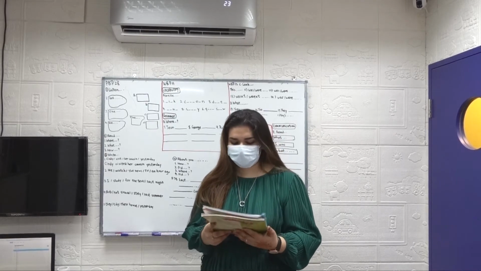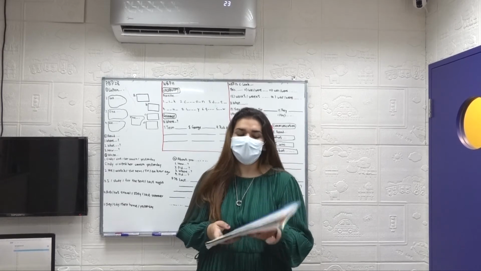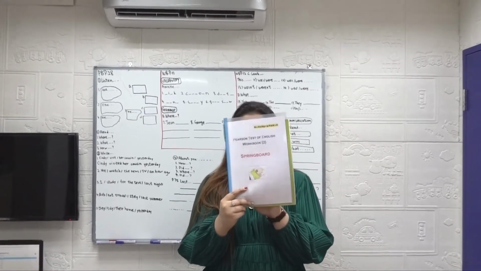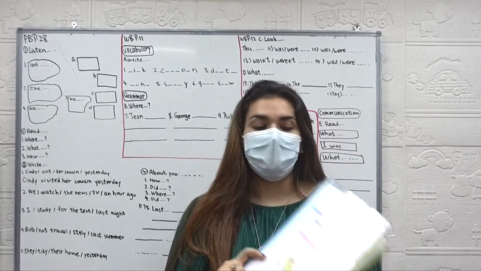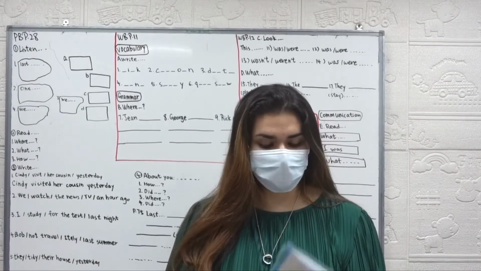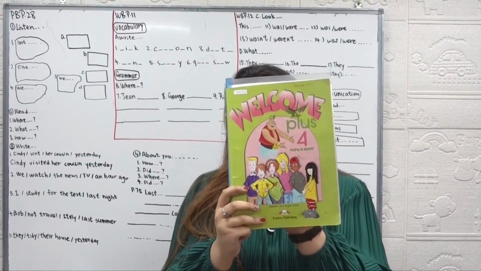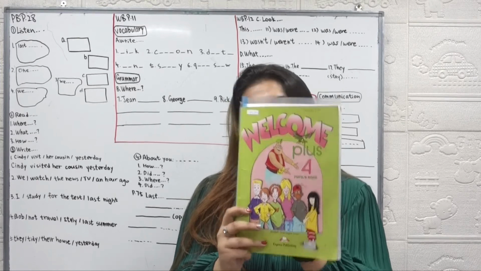Study. Today I'll be teaching you Springboard. Please take out your Springboard workbook 2. Alright, very important. You're going to use that. And also your pupil book, the green one. Great. So let's start our lesson.